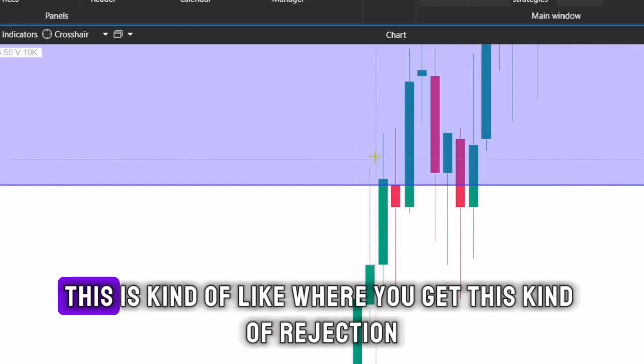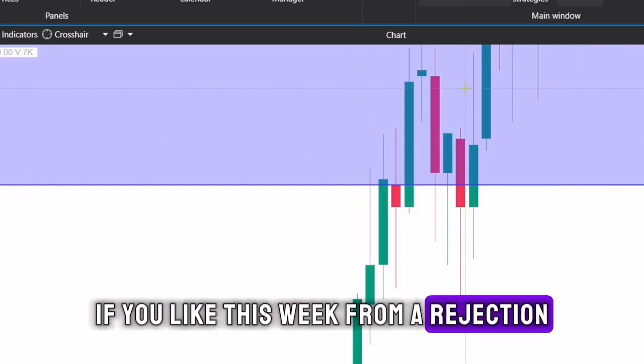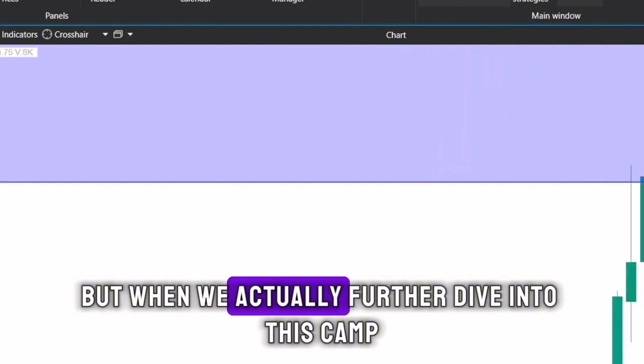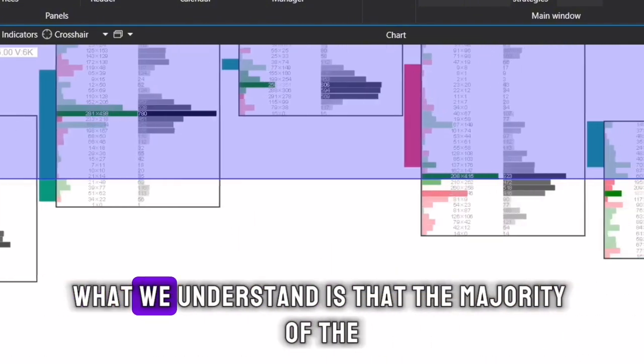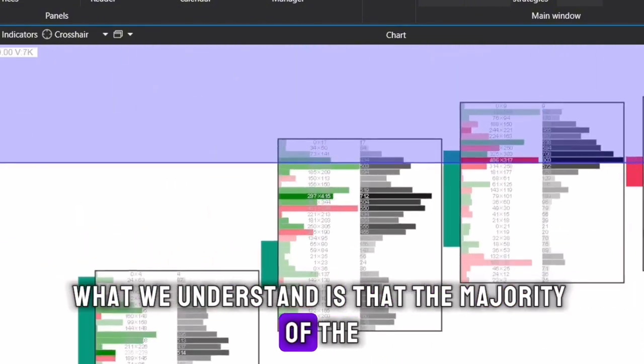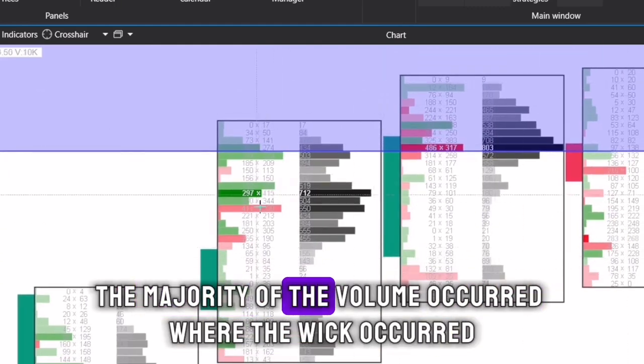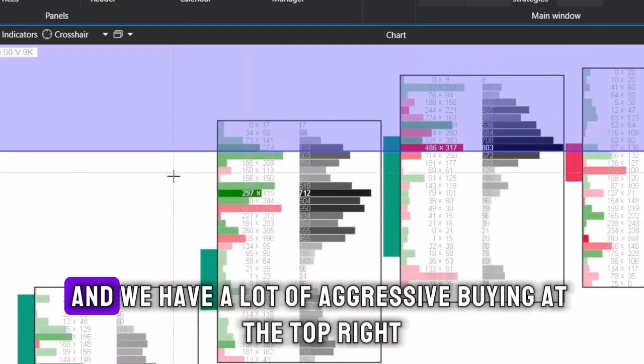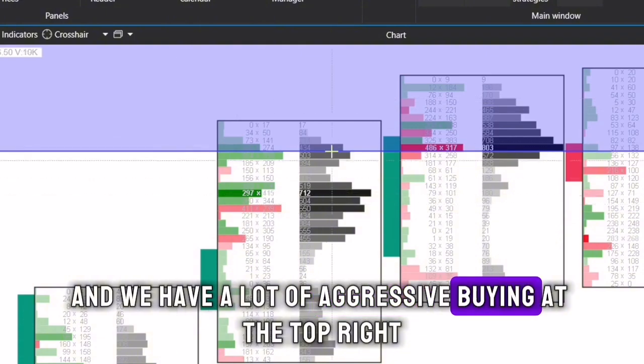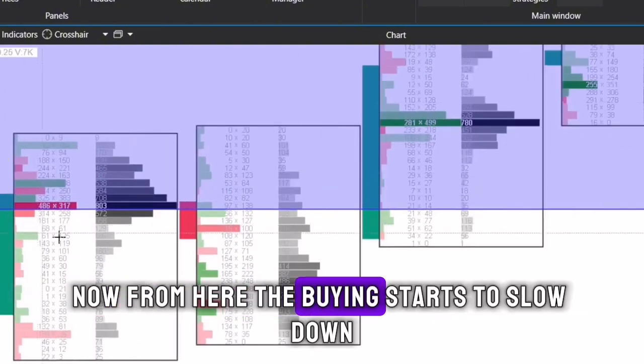So just to give people some context, as price came into this zone, we understand there's this wick over here, right? So this is kind of like you get this kind of rejection, if you like, this wick from a rejection. But when we actually further dive into this candle, what does this candle actually tell us? The majority of the volume occurred where the wick occurred, and we have a lot of aggressive buying at the top, right? Now from here, the buying starts to slow down.